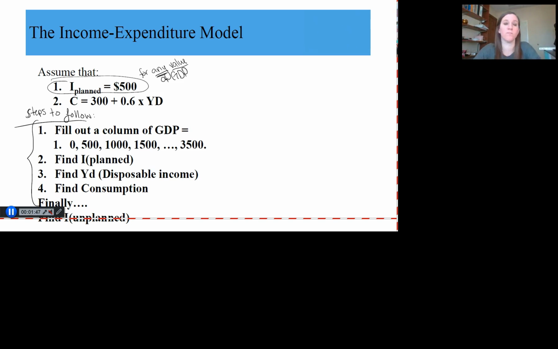So the steps that you're going to follow: you want to fill out a column of GDPs, find your I planned, hint, that's fixed, and then find your disposable income, which is going to be equal to GDP, and then find your consumption, and then we can find unplanned investments.